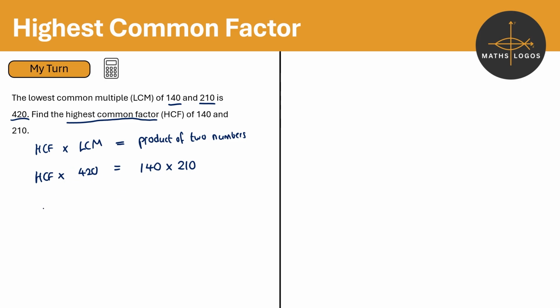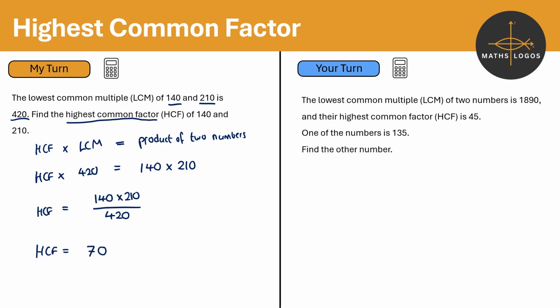And we can rearrange this for our highest common factor. So the highest common factor is going to be 140 multiplied by 210 and divided by 420. And what I'll do is I'll go ahead and type that in my calculator, and it gives me an answer of 70. Pause the video and give this last question a go. Let's run through this one.